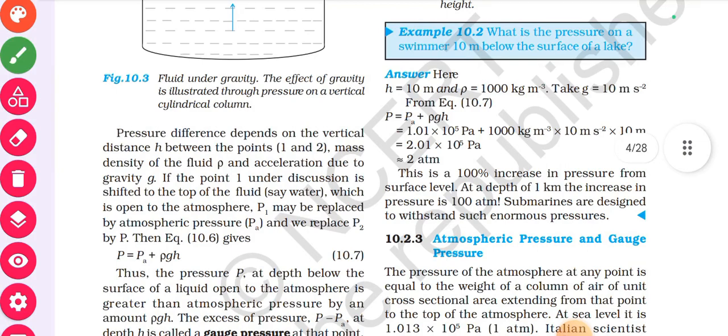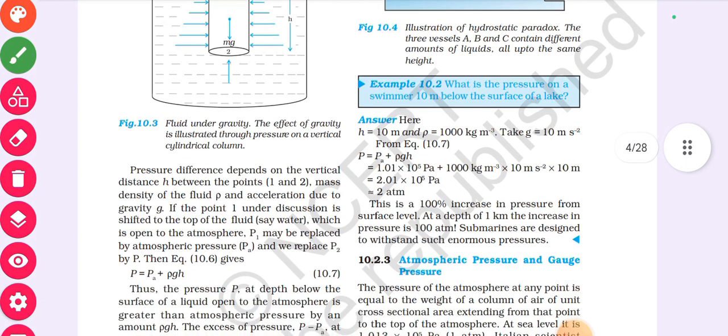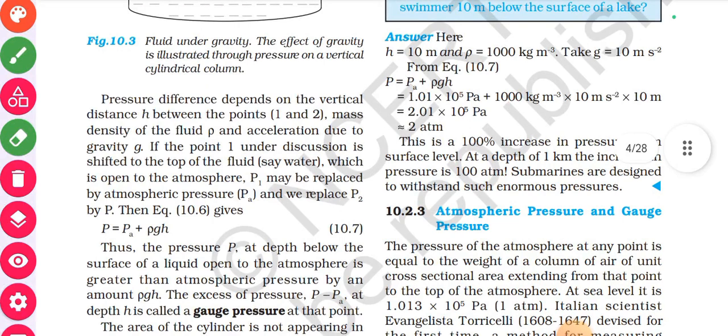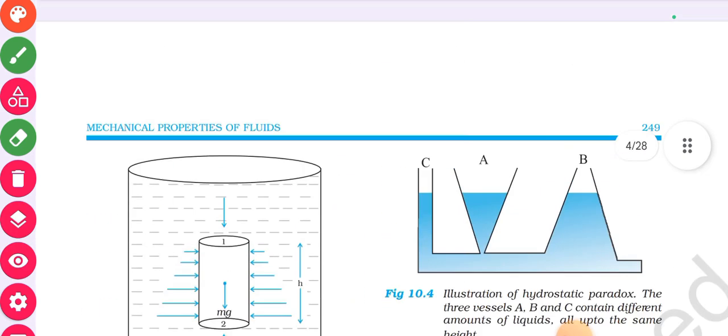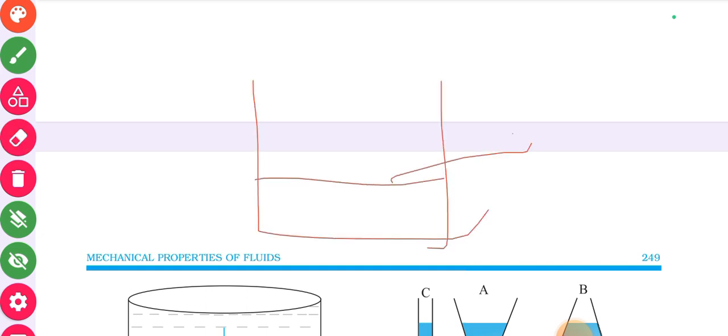One more thing: suppose the pressure at this point was because of the water column, and also due to the atmospheric pressure. So let's understand this. The total pressure acting on the body at depth h was, suppose, 100. There is a body here at depth h experiencing 100 pressure, and the pressure due to the atmosphere is also there, suppose 30.